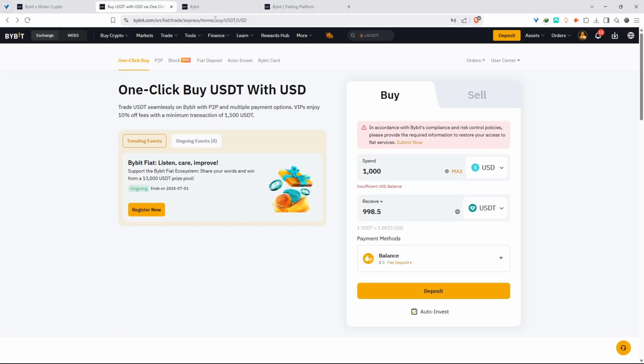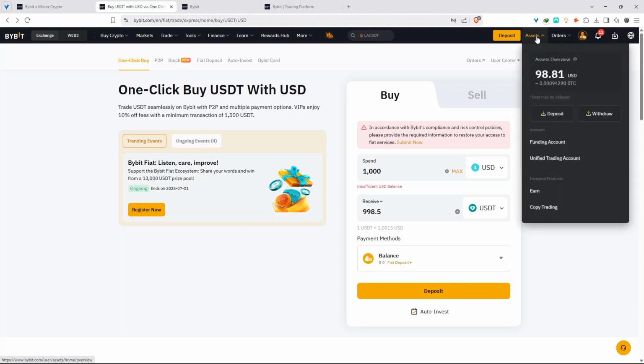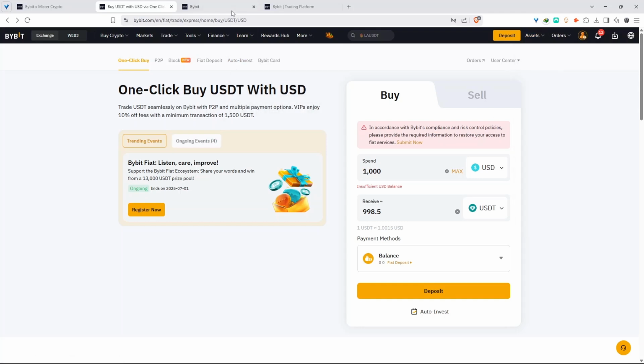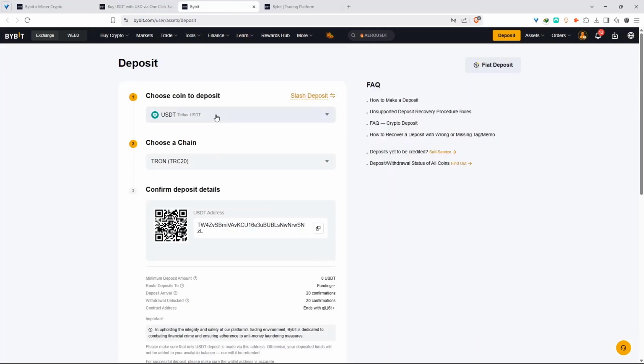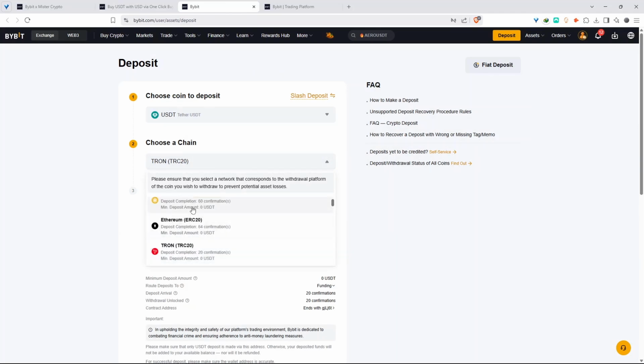Next, let's look at how to deposit crypto from another platform. This is done via your Assets page, so open it, then click on the Deposit button at the top of the page. Choose the asset you're sending. Make sure you select the correct chain type or network. For example, with BTC, only the Bitcoin network is supported.